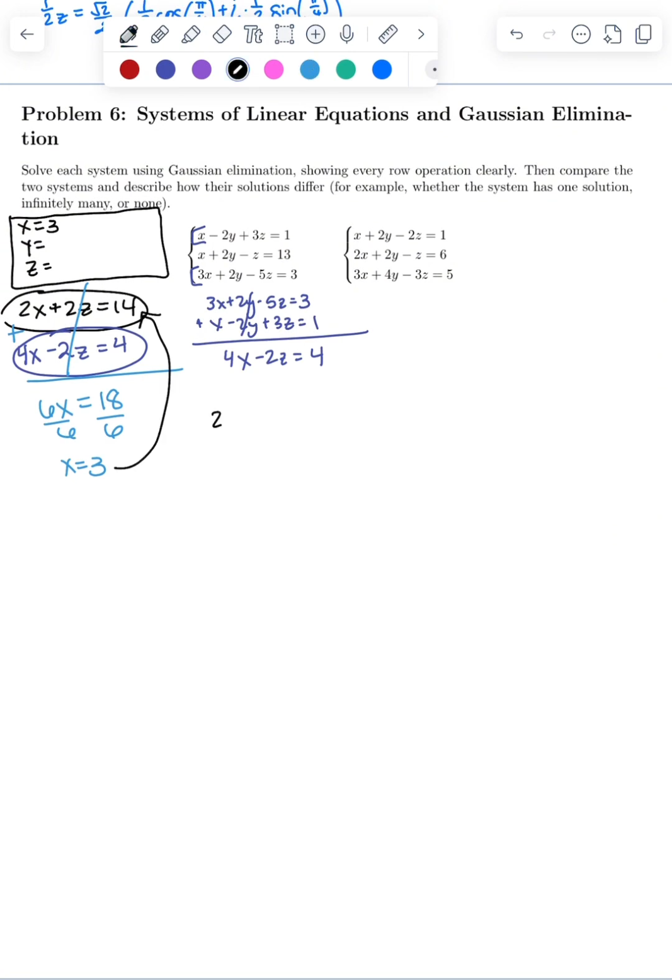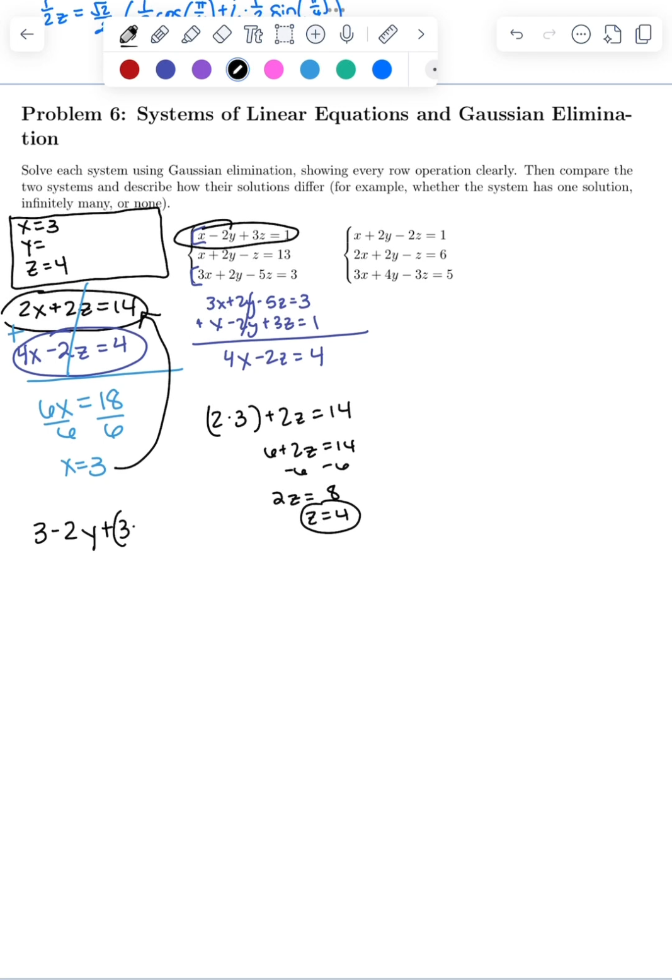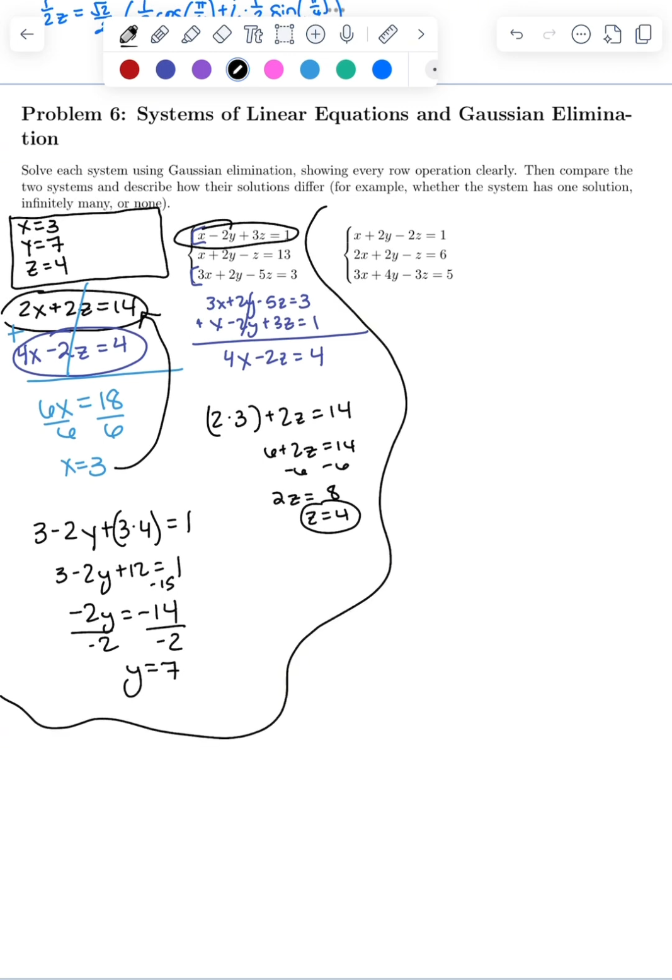So now that we have x equals 3, we can go back and plug that in to any of these. So we're going to do 2 times 3 plus 2z equals 14. We're going to solve for z now. So 2z equals 8, z equals 4. Now that we know z, we can go back to one of our original equations, plug in x and z to get y. So 3 minus 2y plus 3 times 4 equals 1. So that means y is going to equal 7. So we have one solution for x, y, and z.